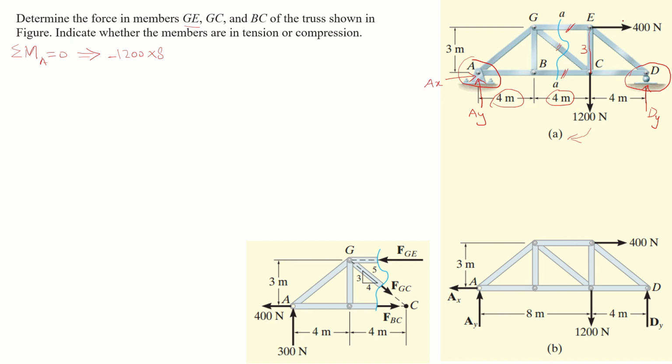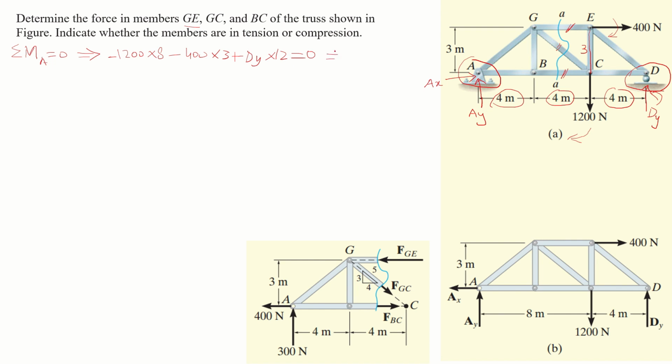And it will rotate the truss in clockwise direction. Therefore, with the negative sign, 400 multiplied by 3, and then this dy, which has a perpendicular distance of 4 plus 4 plus 4, which is equal to 12, and it will rotate the truss in anti-clockwise direction. So it will be a positive sign, dy multiplied by 12 is equal to 0.